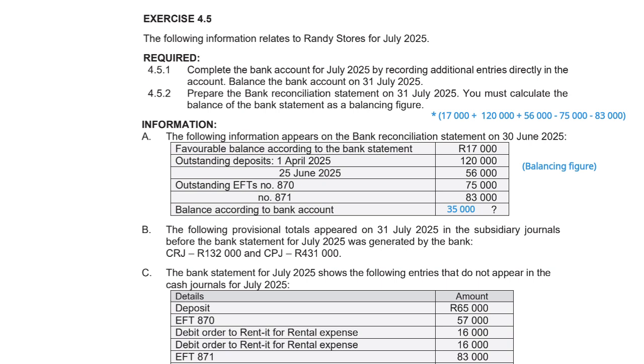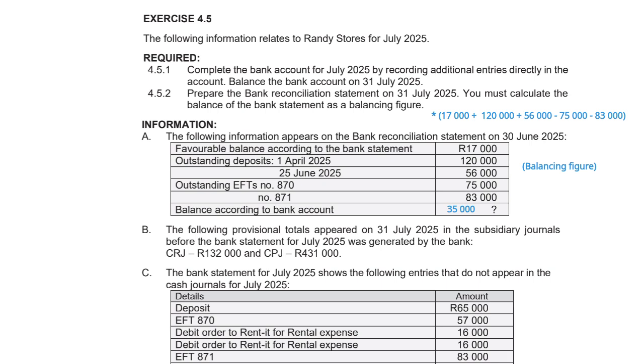Then B, the following provisional totals appeared on 31 July in the subsidiary journals before the bank statement for July was generated by the bank. So our provisional total for CRJ is 132,000. You can go into that. And our provisional total for CPJ is 431,000. You can go into that.